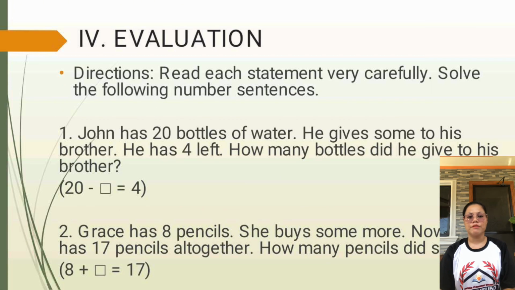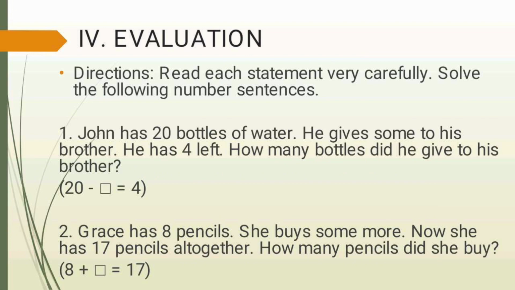Next, we have the evaluation. So directions. Read each statement very carefully. Solve the following number sentences. So number 1, John has 20 bottles of water. He gives some to his brother. He has 4 left. How many bottles did he give to his brother? So that could be the questions that they will answer.